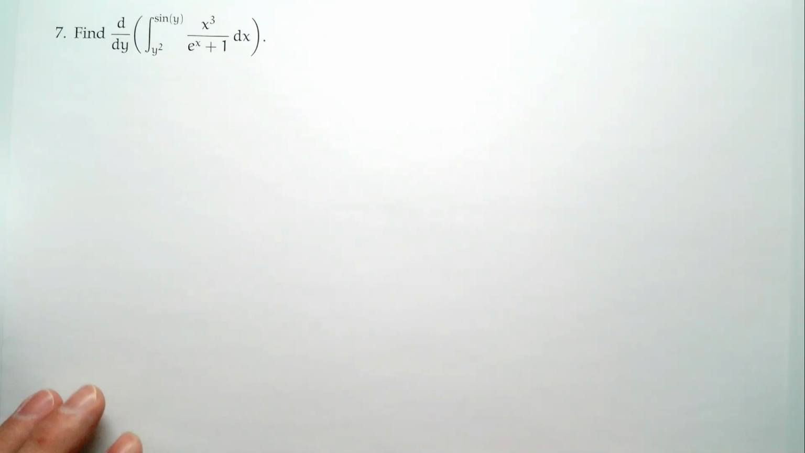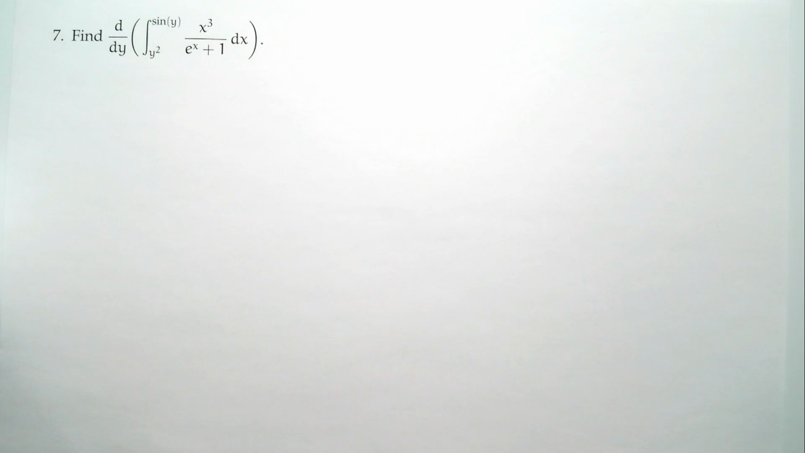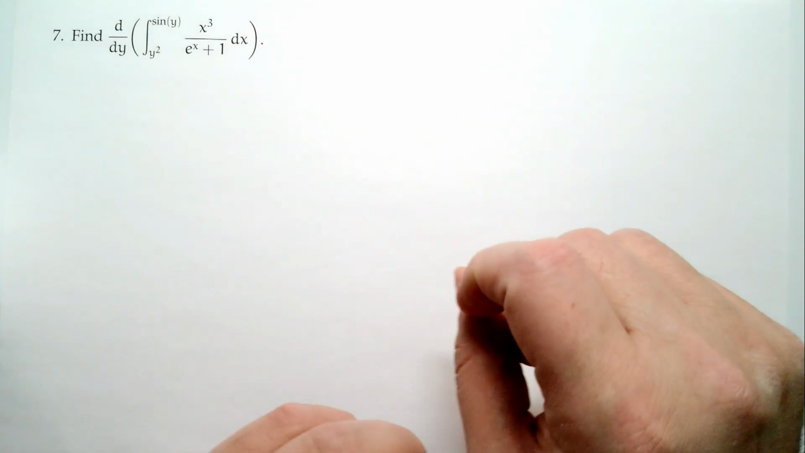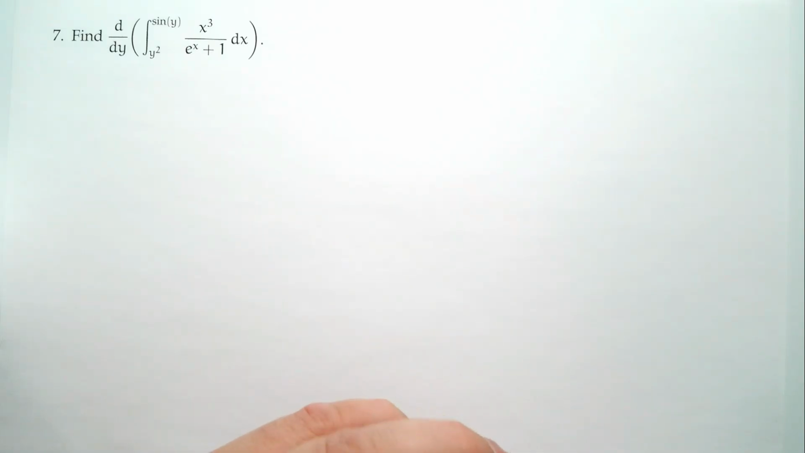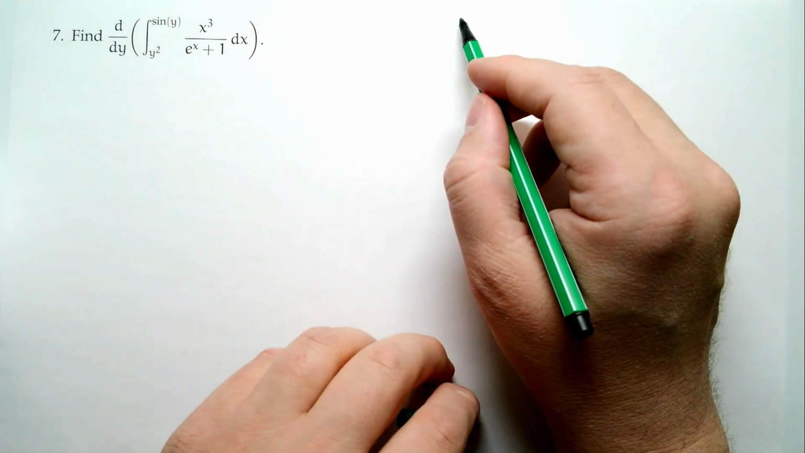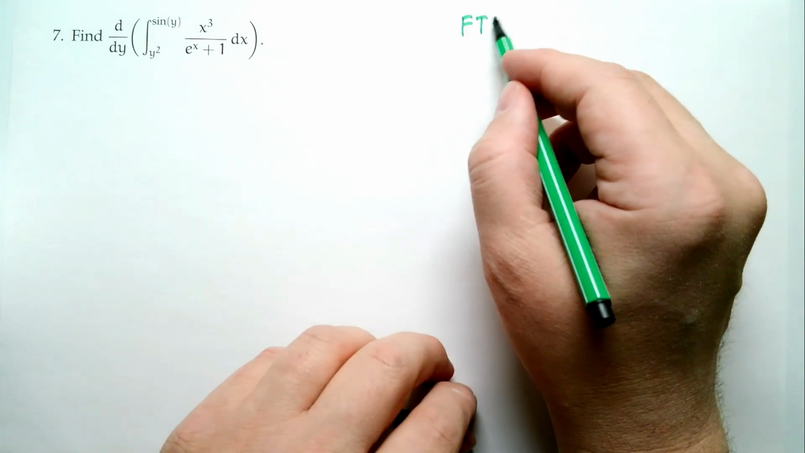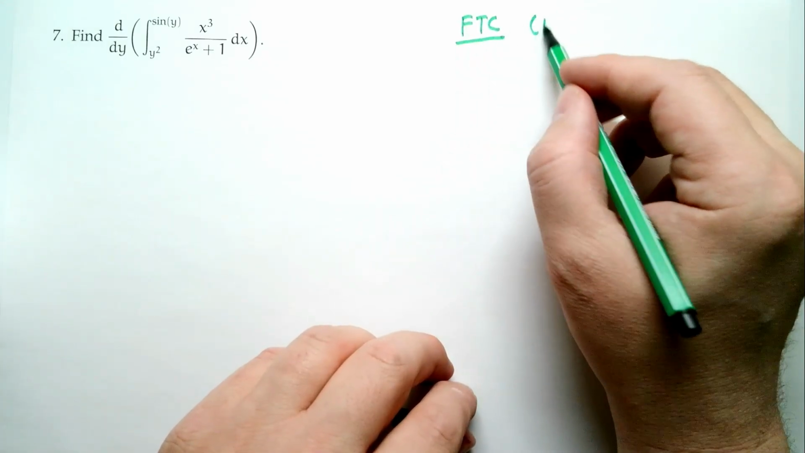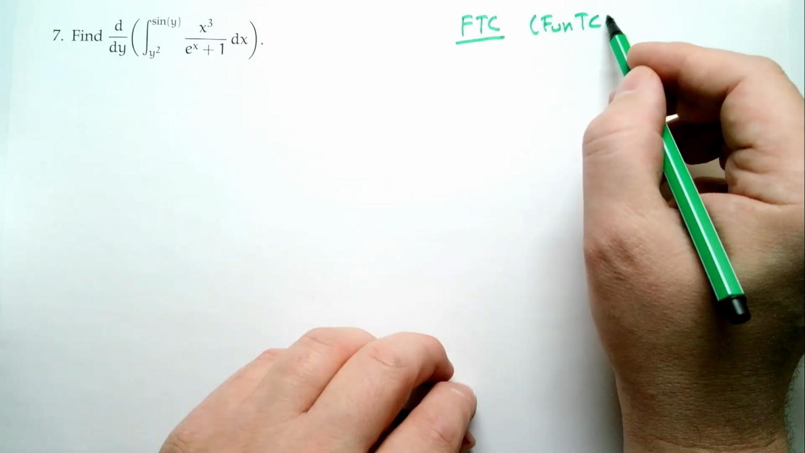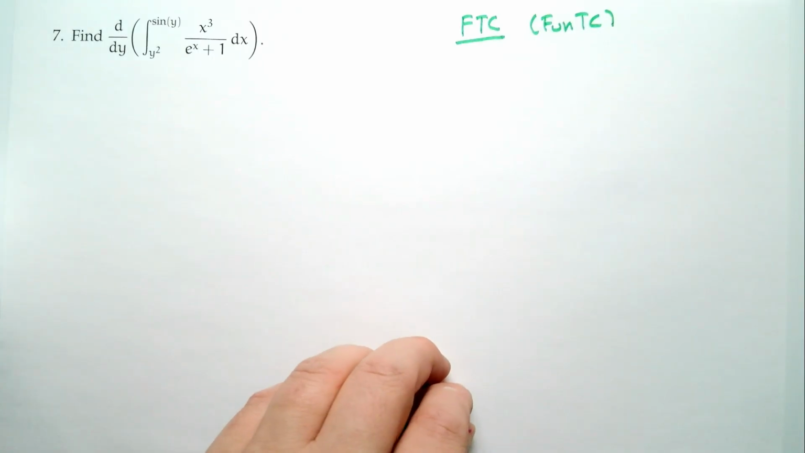So find the derivative with respect to y of the integral from y squared to sine of y of x cubed over e to the x plus 1 dx. This problem is one of those straightforward, you either know it or you don't. Now, I'm going to go on faith that you're going to know it. But just in case you may have forgotten what's going on here, this is really the fundamental theorem of calculus.